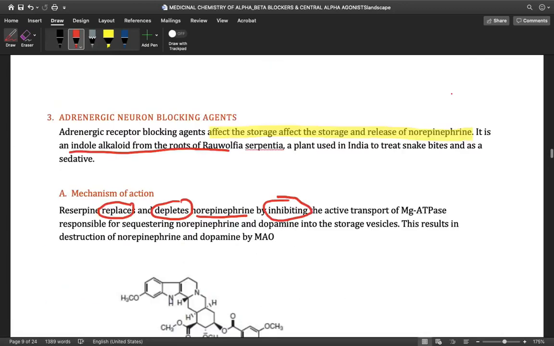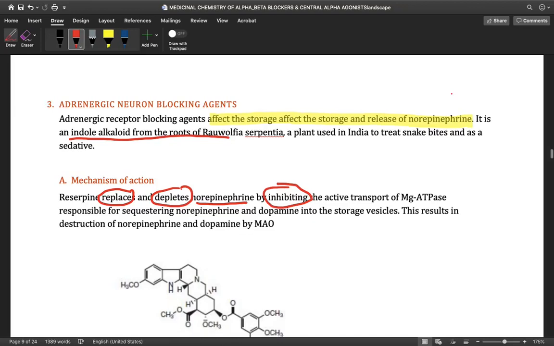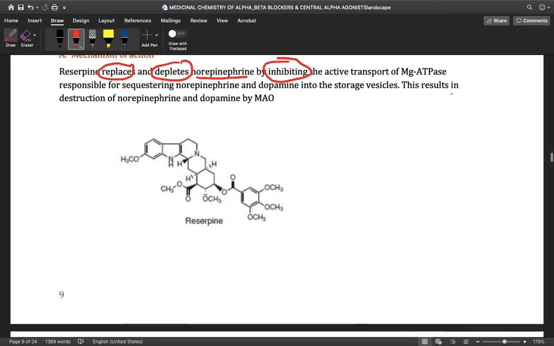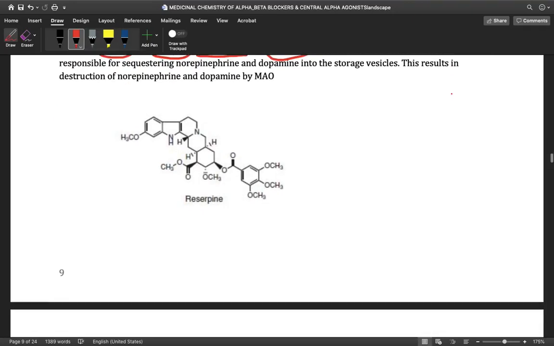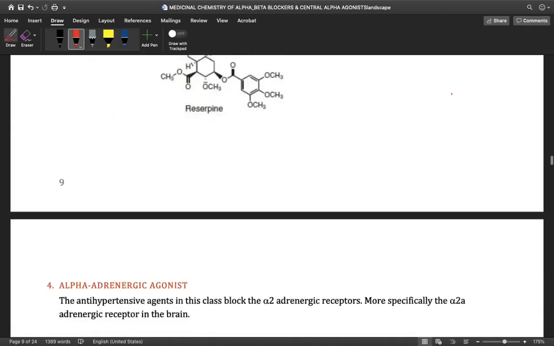Okay, so that's the role of that particular drug. Just want you to know what the structure looks like. Again, it's derived from a natural product. It's an indole alkaloid, and I don't have any questions on the exam specifically for reserpine, but I'm including it here for the sake of completion, and I want you to know what the structure looks like.